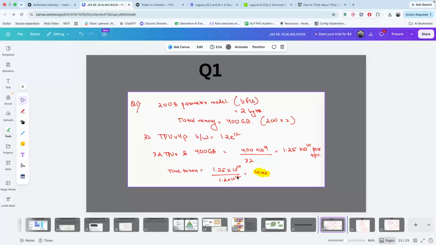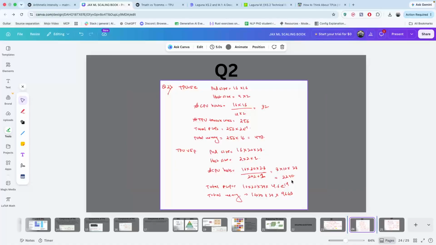Now the time taken is how much we are going to read per TPU divided by the bandwidth, the HBM bandwidth, and this comes around 10 milliseconds. Now let's move to question 2.